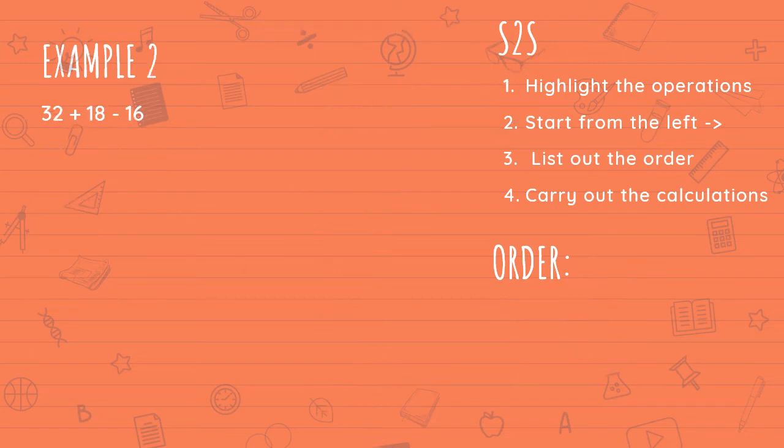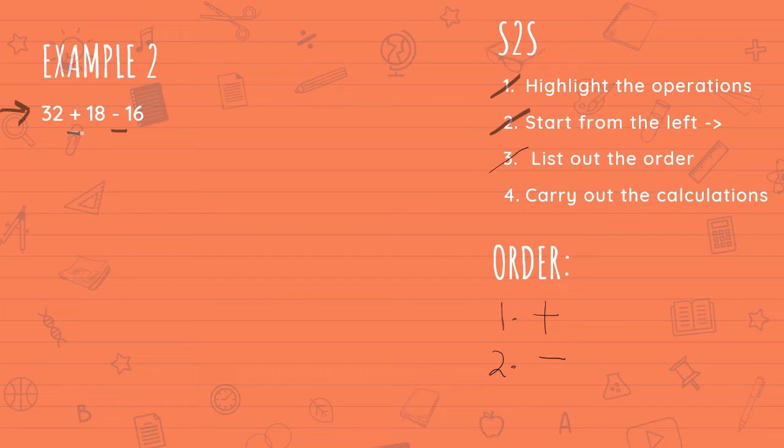Example 2, 32 plus 18 minus 16. So step 1, highlight the operation. We have plus and we have minus as the operation. So that is step 1. Step 2, start from the left. The left is right there. So start from the left is 32 plus 18. So our first order is plus. Then our next operation is minus.